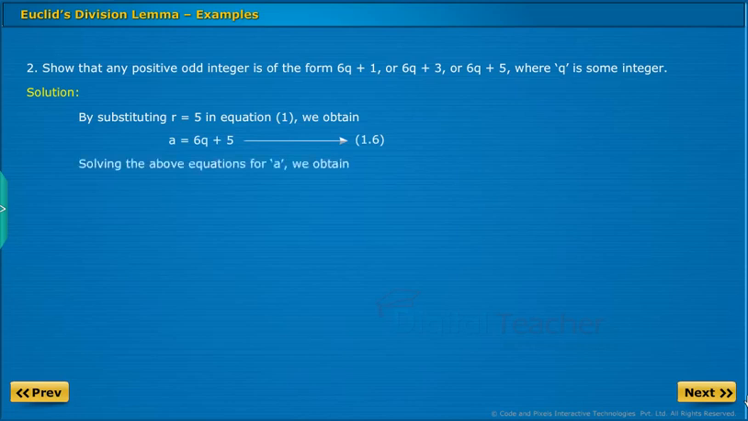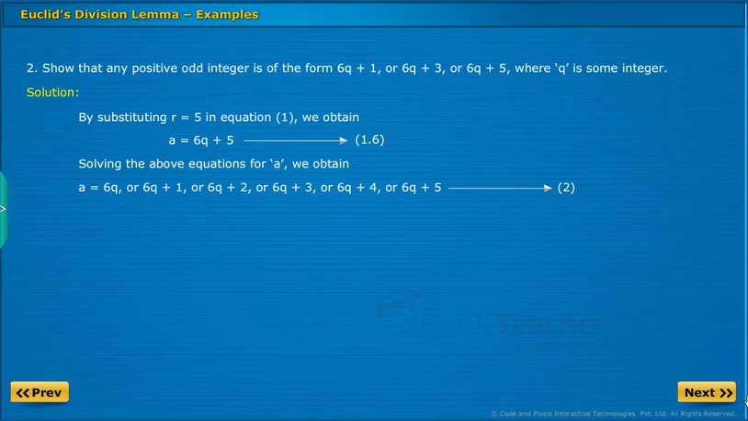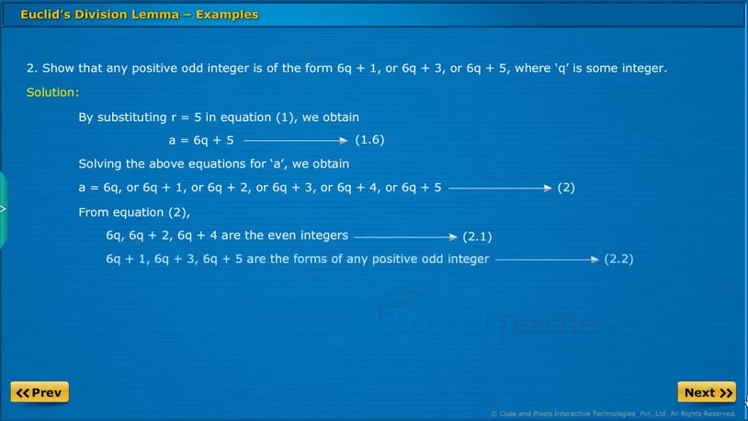Solving the above equations for a, we obtain a is equal to 6q or 6q plus 1 or 6q plus 2 or 6q plus 3 or 6q plus 4 or 6q plus 5. From equation 2, 6q, 6q plus 2, 6q plus 4 are the even integers. 6q plus 1, 6q plus 3, 6q plus 5 are the forms of any positive odd integer.